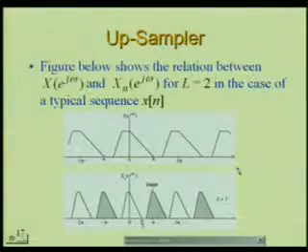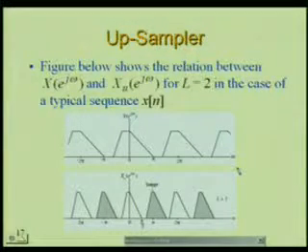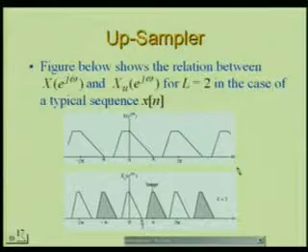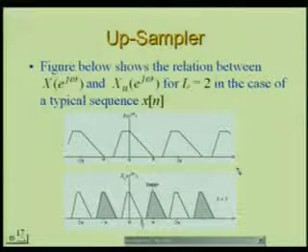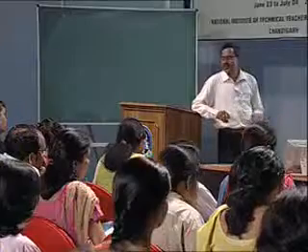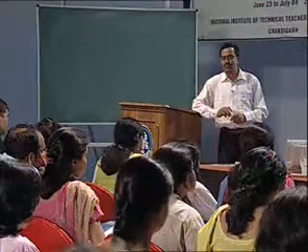This figure shows the frequency response X(e^jω), the frequency response of the sequence x[n]. This figure shows the frequency response of the output sequence, that is y[n]. Remember that explicitly L is equal to 2 and the upsampling factor is 2, then only we get this particular frequency response.